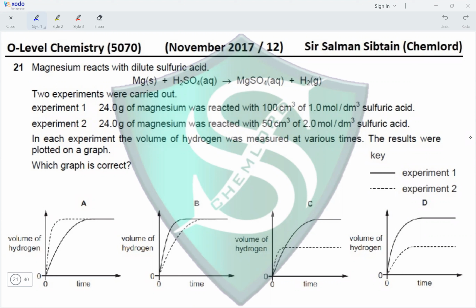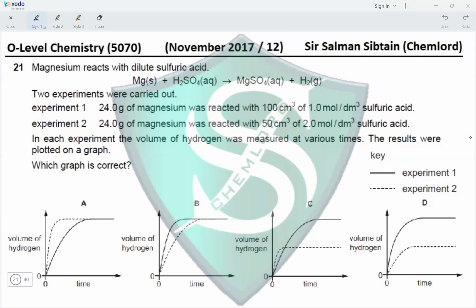Experiment 1 had 24 grams of magnesium reacting with 100 cm³ of 1 mol/dm³ sulfuric acid, and experiment 2 had 24 grams of magnesium reacting with 50 cm³ of 2 mol/dm³ sulfuric acid. So in the first case, the volume was 100, but the concentration was 1. And in the second case, the volume was 50, but the concentration was 2. So this shows that in both the experiments, the moles of sulfuric acid used were exactly the same.